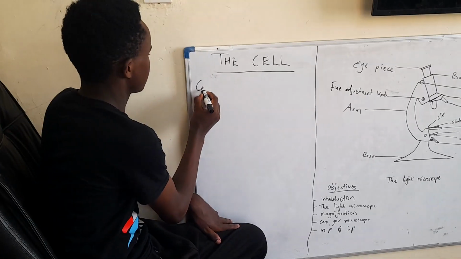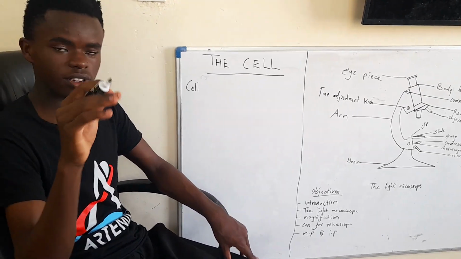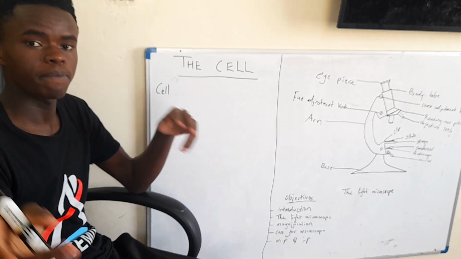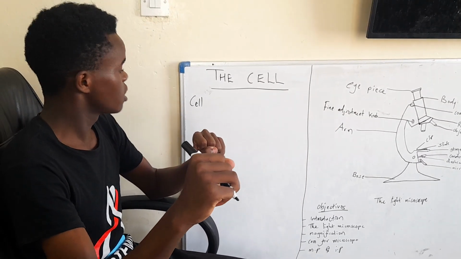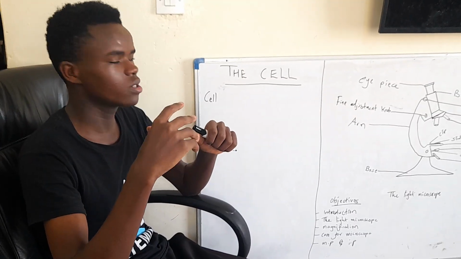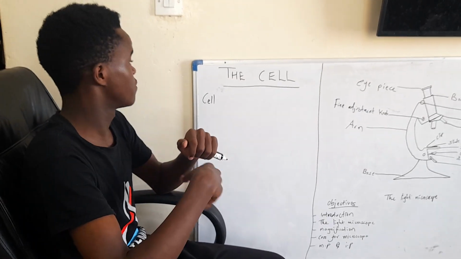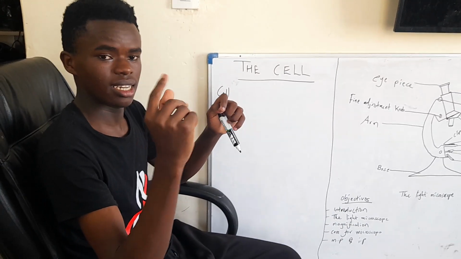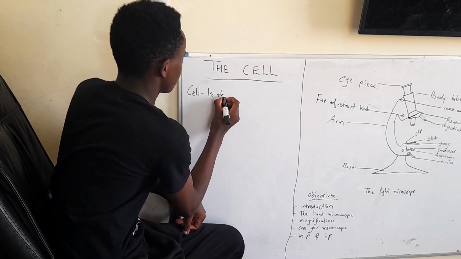What is a cell? Now remember that almost every living organism is divided into two: we have the unicellular organisms and multicellular organisms. For multicellular organisms like human beings, there are millions and billions of cells in the body. So now we want to define a cell. The cells make up the human body. So a cell is the basic structural and functional unit of an organism.